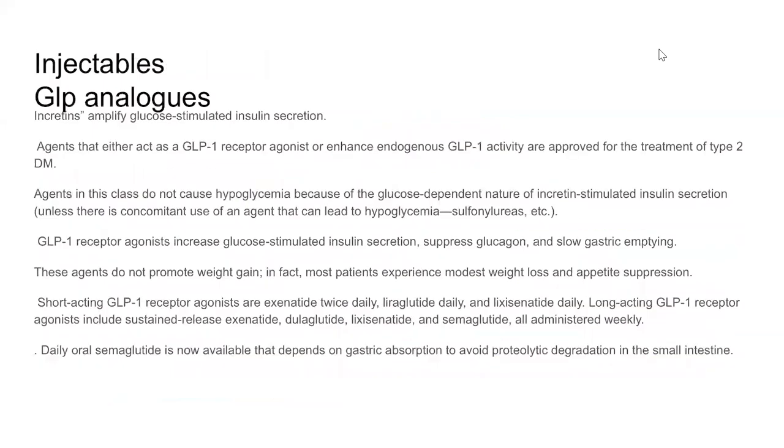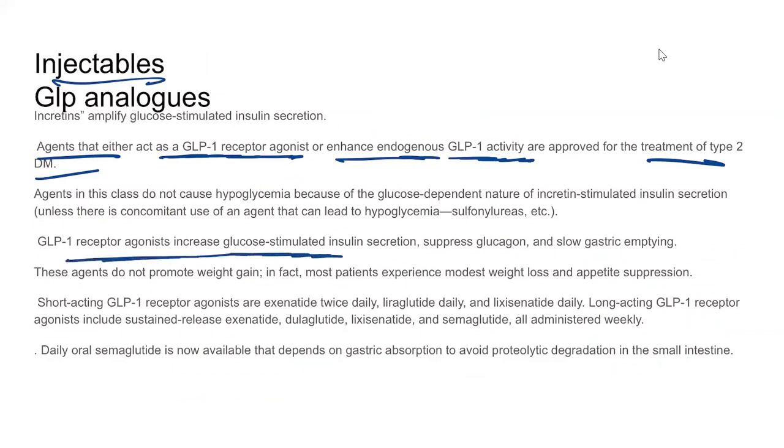Now we have discussed oral agents. Now we have injectables. First one is GLP-1 analogues. As we have already discussed, GLP-1 is an incretin and it amplifies glucose stimulated insulin secretion. So agents that either act as GLP-1 receptor agonists or enhance endogenous GLP-1 activity are given. Agents in this class do not cause hypoglycemia because it is glucose dependent. So whenever we take glucose, only then is there GLP secretion.